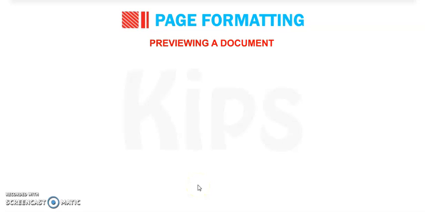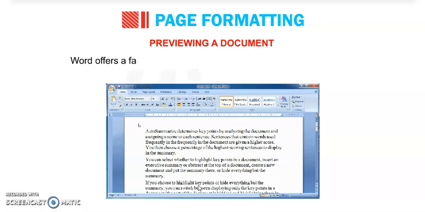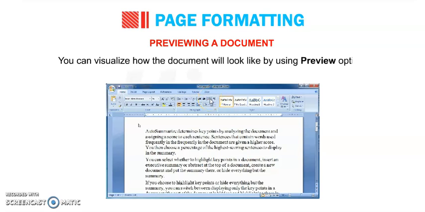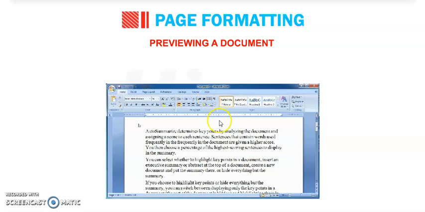Next is previewing a document. Before printing, we want to see how our document will print on paper. Whether all the margins are okay or not, indenting is okay or not, the paper size is okay. So we want to see before printing. For this we can preview our document with the print preview option. Word facilitates previewing a document before sending it to print. You can visualize how the document will look using the preview option. How to preview a document? Follow the steps.